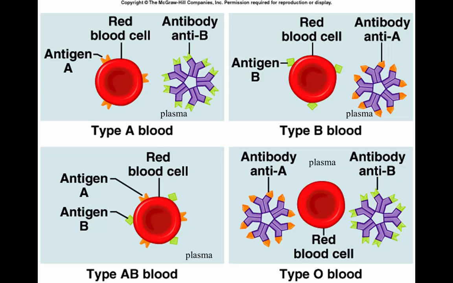Seen in this diagram are the 4 main blood groups. Let's look at blood type A. See the A antigens found on the surface of the red blood cell's membrane? Type B has B antigens. AB has the A and B antigens. But looking at blood type O, there are no antigens on the surface of the red blood cell membrane.